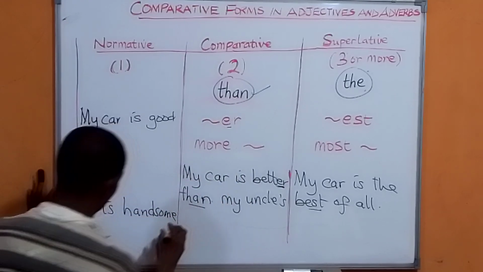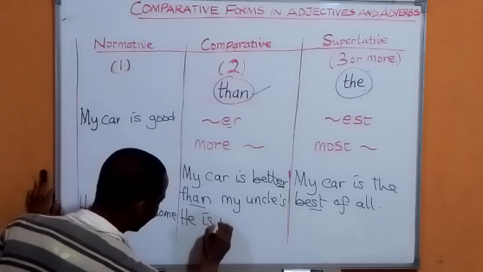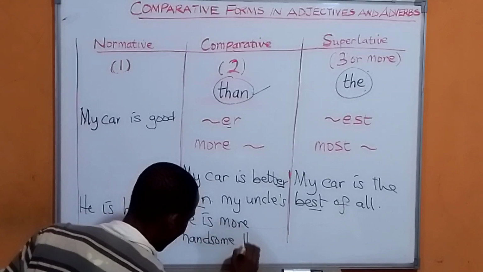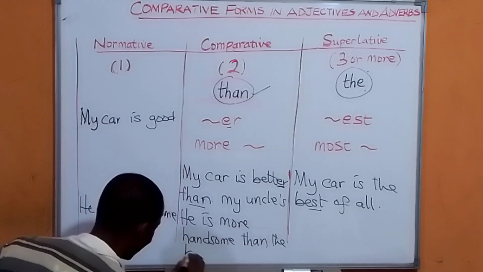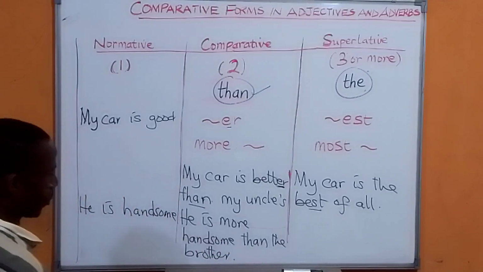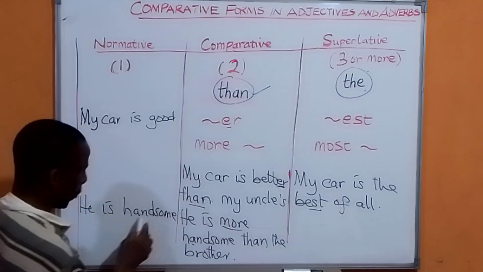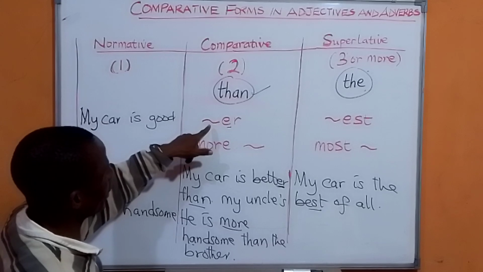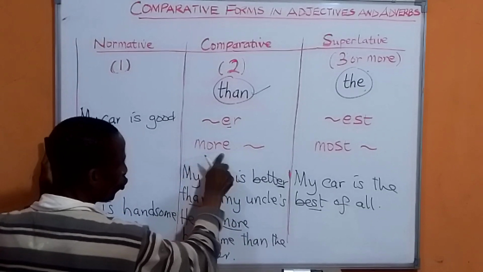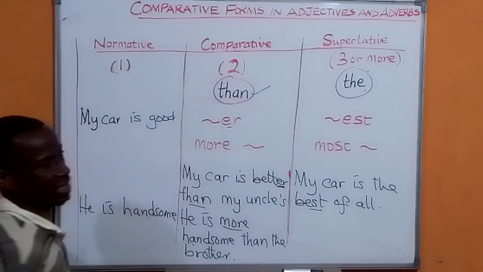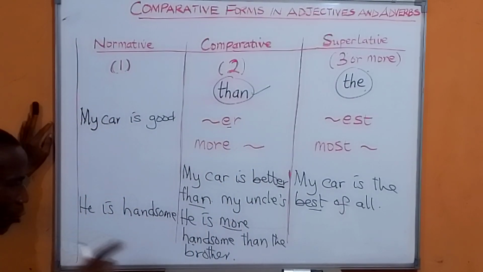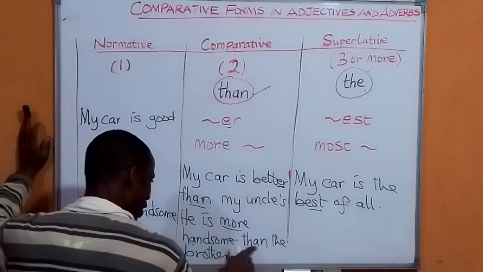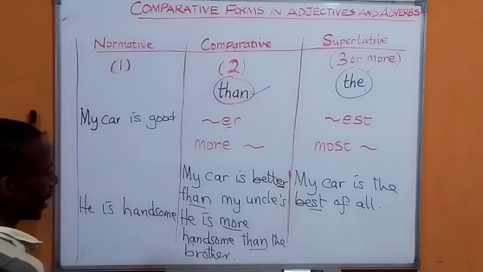you put this, don't prolong it. So you can say, he is more handsome than the brother. He is more handsome than the brother. You see, you put more handsome. This word, you cannot say handsomer, you cannot put er there. So, when you use the word with er, you cannot use more there. When you use more, you cannot use the word with er. No, you should not do that. You cannot say, he is more handsomer. So, he is more handsome than, remember, than the brother.